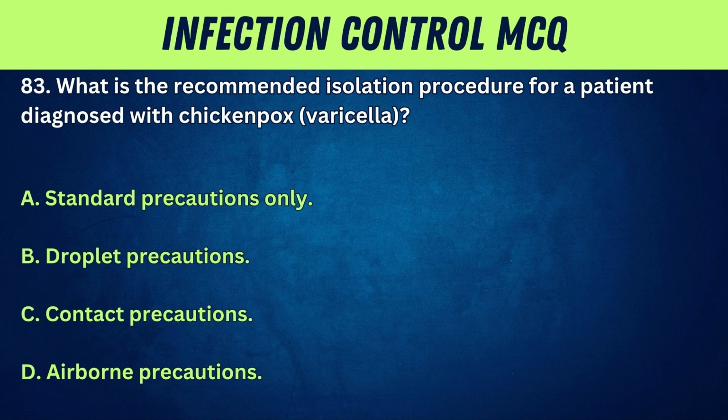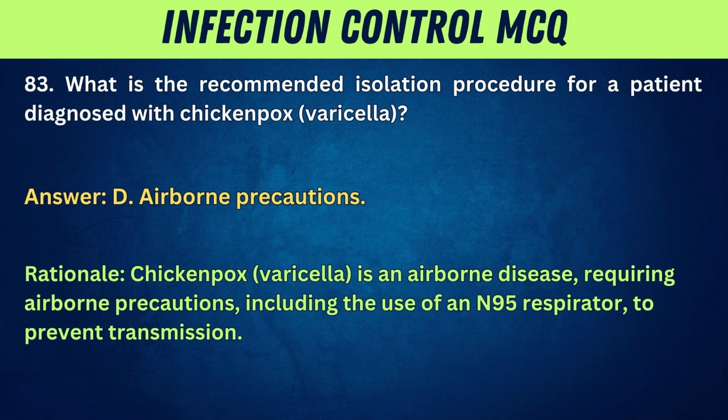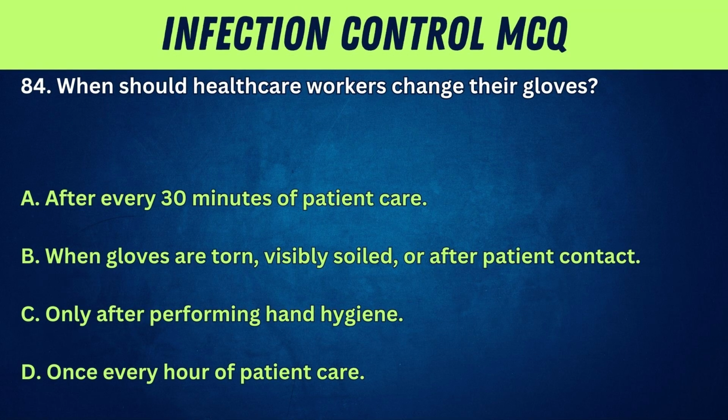83. What is the recommended isolation procedure for a patient diagnosed with chickenpox, varicella? A. Standard precautions only. B. Droplet precautions. C. Contact precautions. D. Airborne precautions. Answer. D. Airborne precautions. Rationale. Chickenpox, varicella, is an airborne disease requiring airborne precautions, including the use of an N95 respirator to prevent transmission. 84. When should healthcare workers change their gloves?